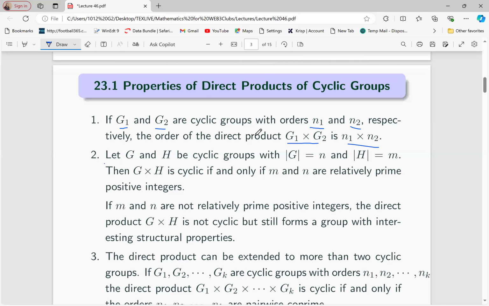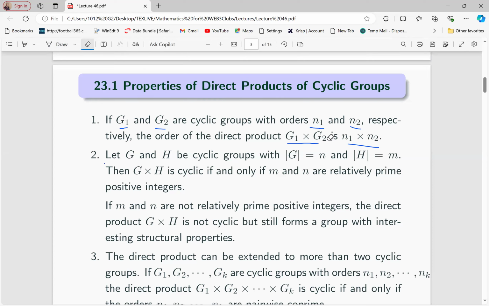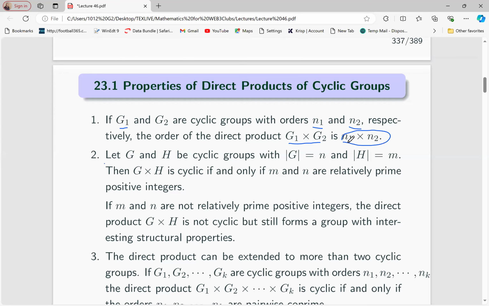Of course, we've learned about getting the order of an element and getting the order of a group. The order of a group means the number of elements in that group. So what the first property is saying is that if group 1 has N1 elements and group 2 has N2 elements, the product of these two groups would have this number of elements. This is the first property, and we'll be looking at that.